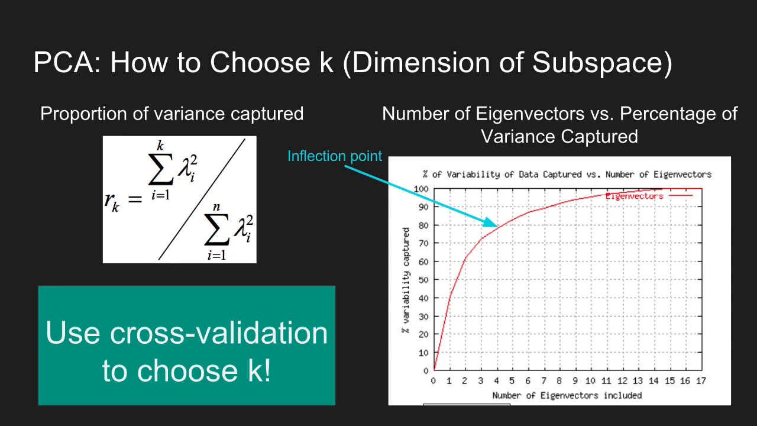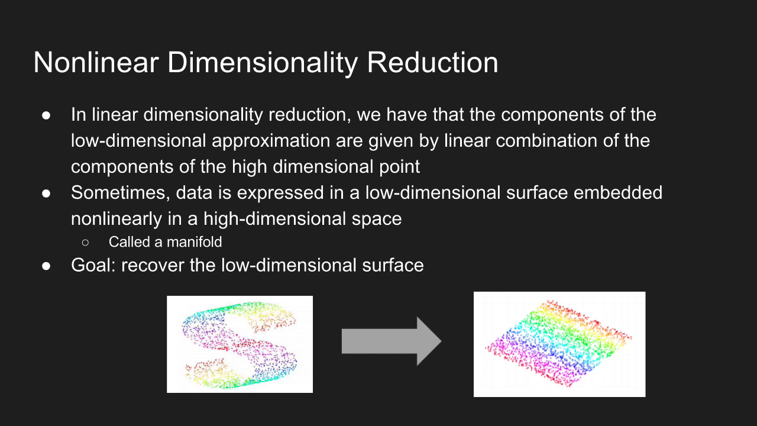So that was about PCA, and now I wanted to talk to you a little bit about nonlinear dimensionality reduction. Again, PCA was a linear dimensionality reduction technique. So here's the difference. In linear dimensionality reduction, the components of the low dimensional approximation are given by a linear combination of the components of the high dimensional point. So I look at my high dimensional point and I approximate it with a linear combination of the principal components.